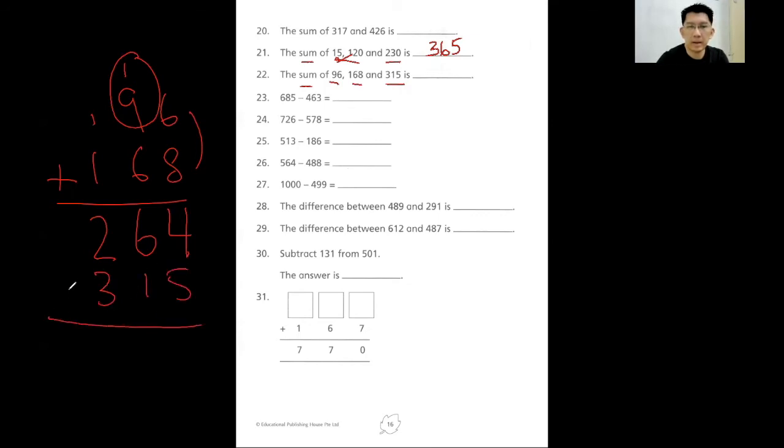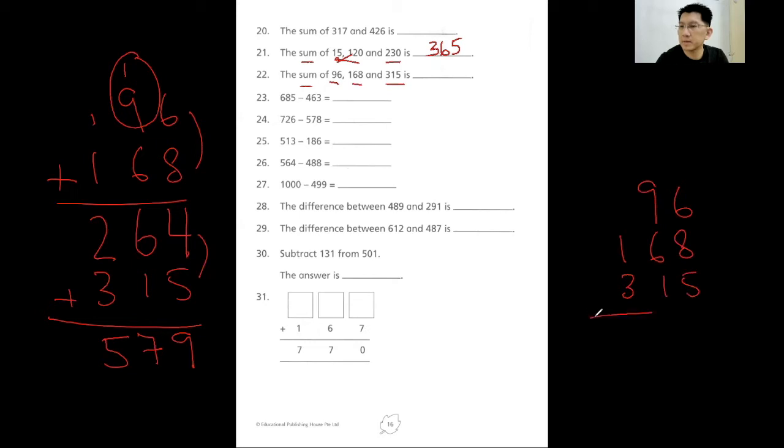Okay, and that's a plus sign. And we'll do this, 4 plus 5, that's 9. 6 plus 1, that is 7. And 2 plus 3, that is 5. Now, I'm going to show you the second way of doing that. 168, okay, 315. There we go, draw a line, that's a plus sign here.